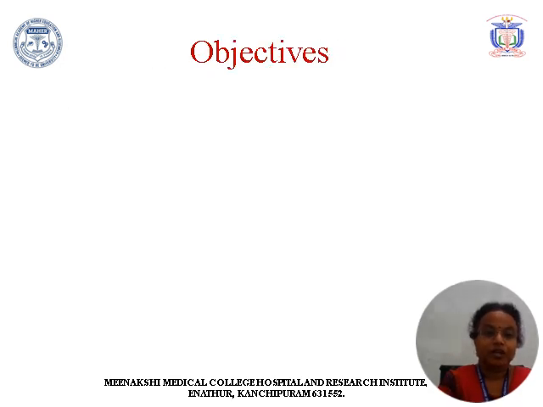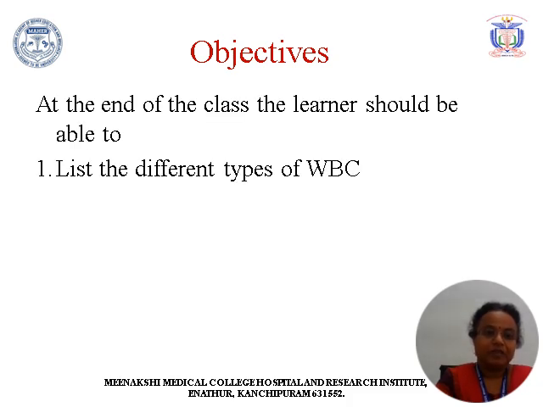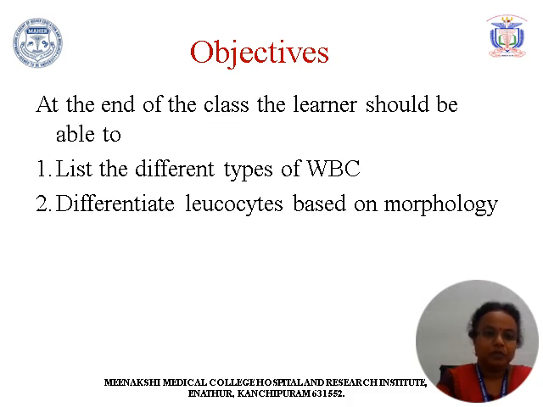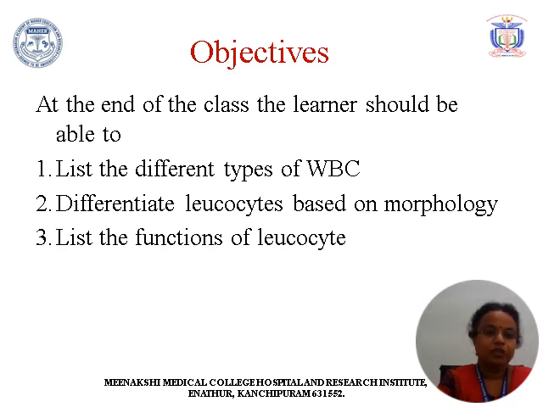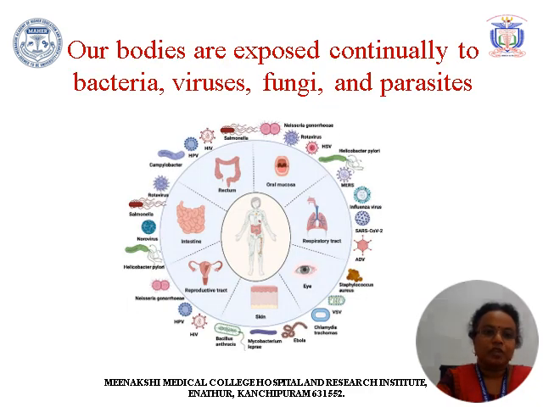So today we are going to see the following objectives. At the end of class, you should be able to list the different types of WBCs. You should be able to differentiate leukocytes based on its morphology. You should be able to list the functions of leukocytes, and you should be able to enumerate the causes for leukocytosis and leukocytopenia.